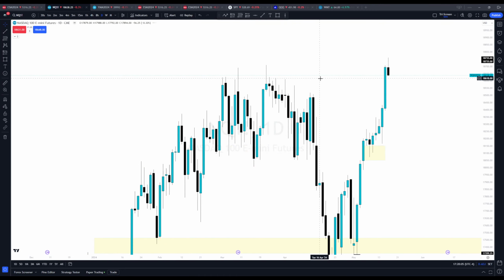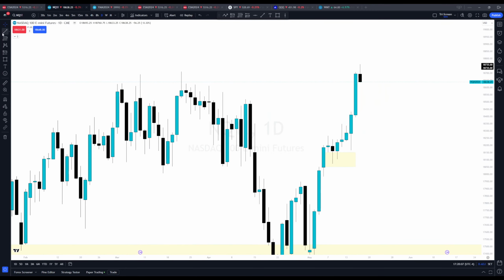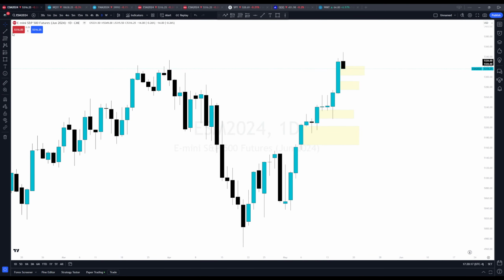So right now the reason I can see a pullback on the indices is because of this. NQ has taken all-time highs, right? Liquidity swept. Look what happens after we swept all-time highs. We get a nice pullback. ES has taken all-time highs. We're getting a nice pullback.